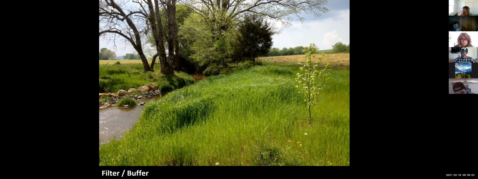So here we have an example where the edges of the grassland are helping to protect and buffer the sensitive riparian habitat that we see along the river banks here from the negative influences of the adjacent agricultural land. And this is a typical type of conservation practice that you'll find in many places.